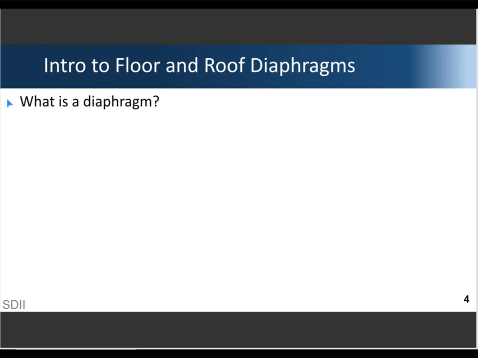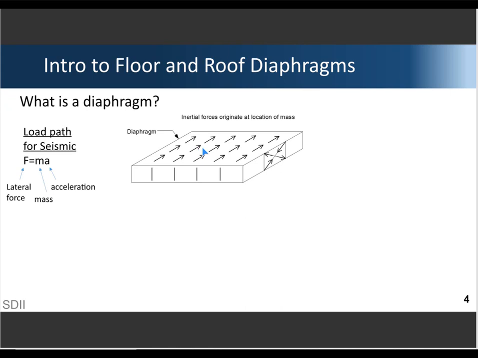And the question, we've got to start with the basics. What is a diaphragm? I think the most basic definition of a diaphragm is the portion of the lateral force resisting system that's acting in the horizontal plane, or near to the horizontal plane if we're thinking of inclined roof planes.